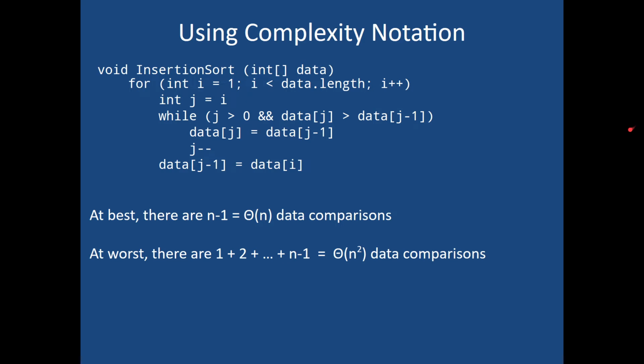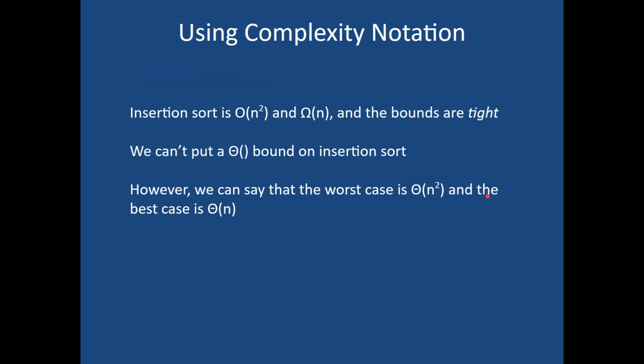So, because the worst case and the best case don't match, we can't say it's theta of anything. You can't say insertion sort's theta of n squared, because sometimes it's faster than that. You can't say it's theta of n, because sometimes it's slower than that. So the best you can do is say it's O of n squared, and it's omega of n, and then you can add, and by the way, those bounds are tight. They can't be improved.